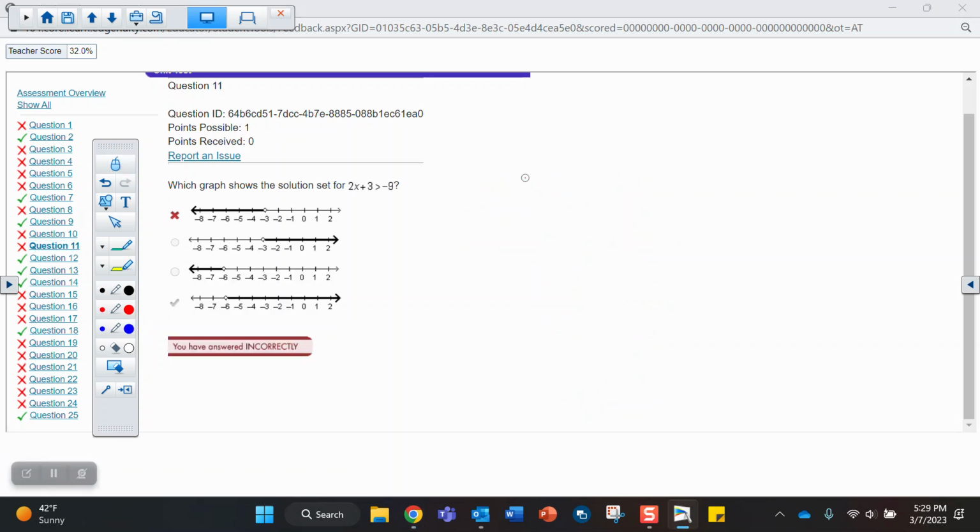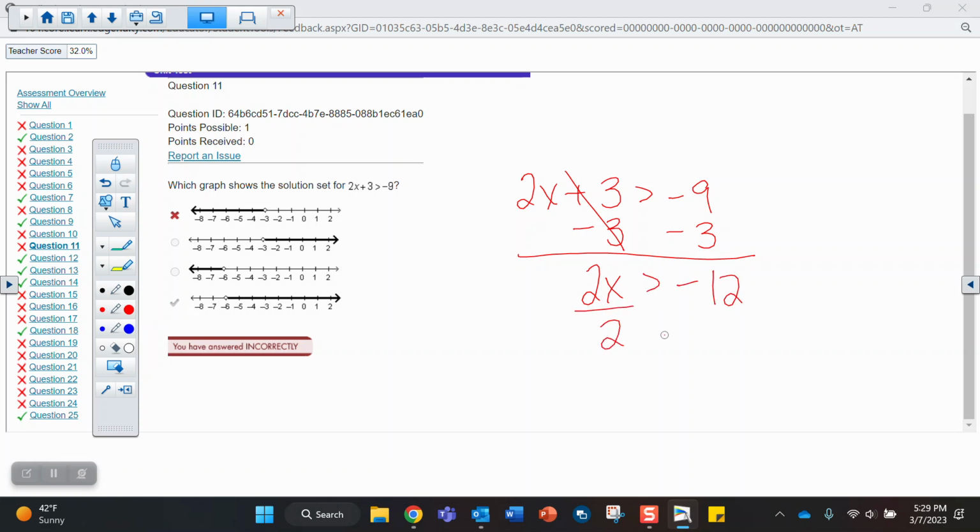Which graph shows the solution set? So again, we have to solve it. So we are going to subtract 3 from both sides. Again, undoing addition with subtraction. 2x is greater than -12. We divide both sides by 2. Again, the number we're dividing by, which is 2, is positive, so I don't flip my symbol. And x is greater than -6.